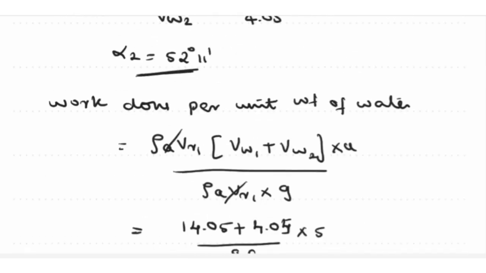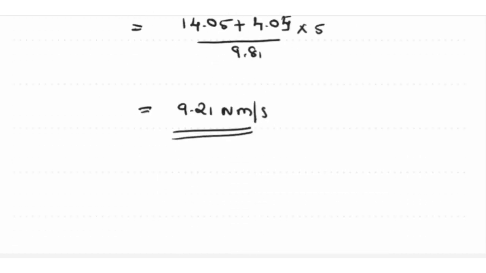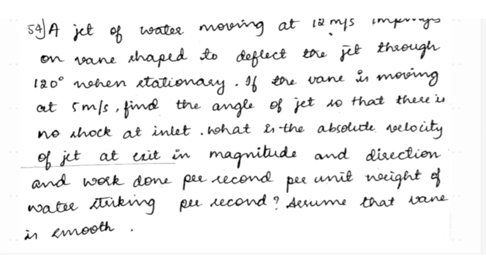So this is a type of problem. I will attach here a very similar problem. This is the next problem, which is very similar to the problem we have solved. In the previous problem, velocity was 15, here it is 12, and deflection angle is the same, it is 120 degree here and it was 120 degree there, and velocity of plate is also the same, that is 5 meter per second. The only change in this question is instead of 15, here it is 12 meter per second, and everything is the same.